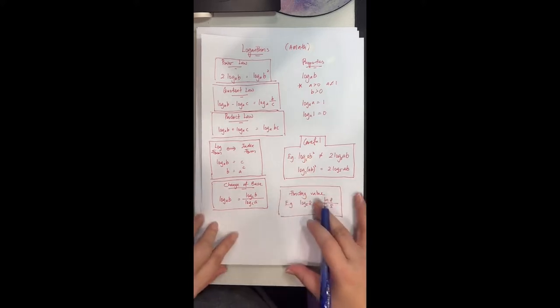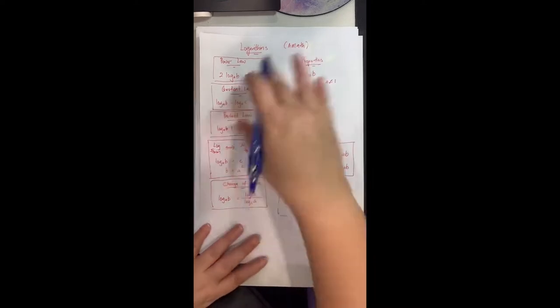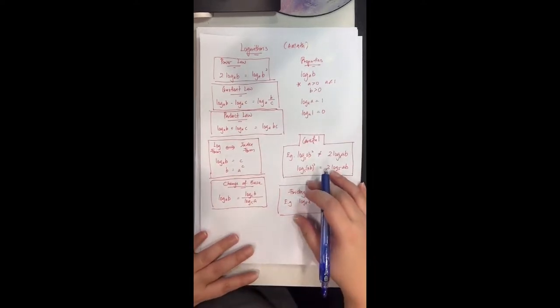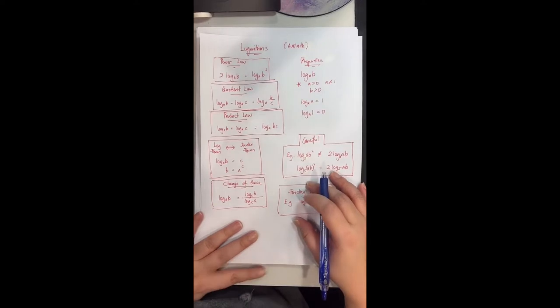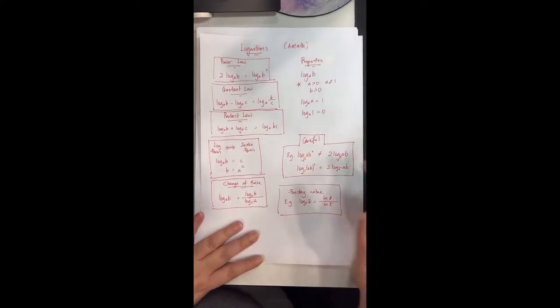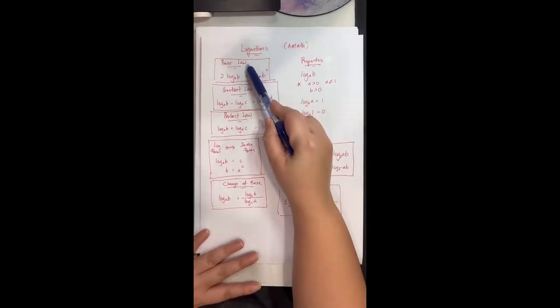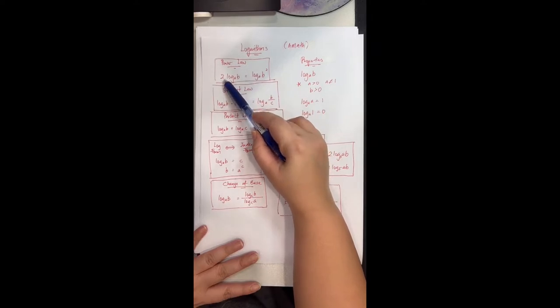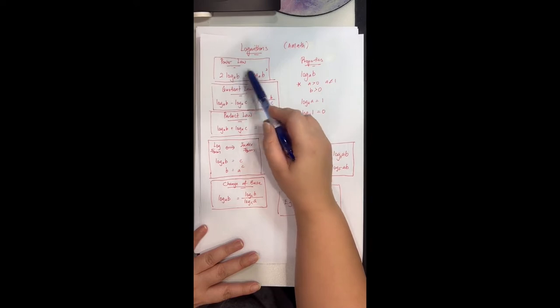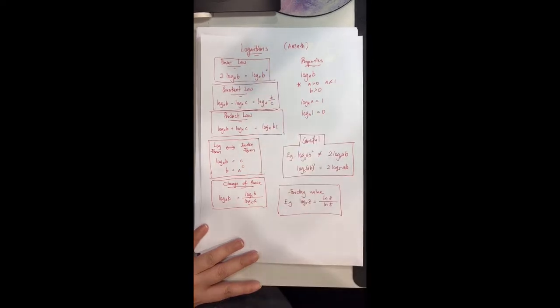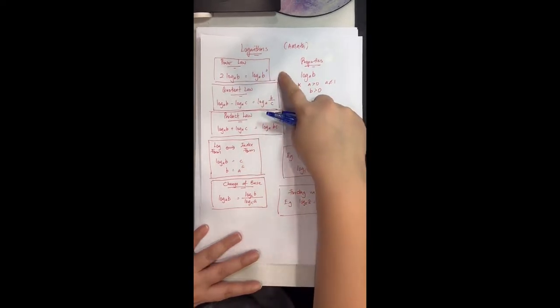Now let's take a look at this logarithm. Some rules or laws of logarithm that you must know. Power law: when there's a number 2 in front, you can bring it to the power. You bring it up, so it becomes b squared. That is the first law.